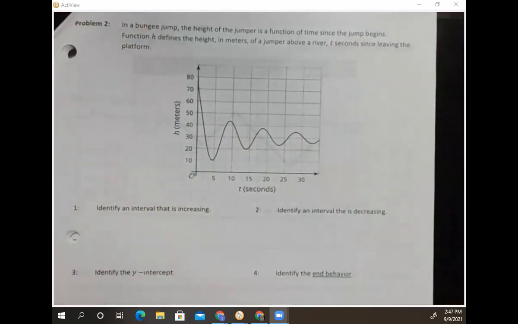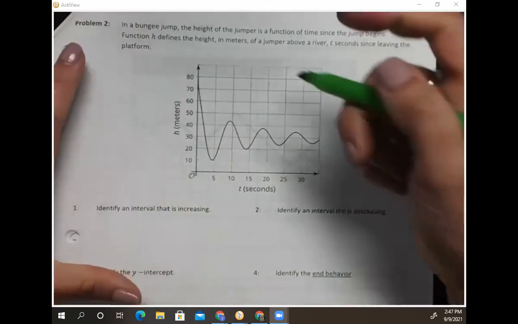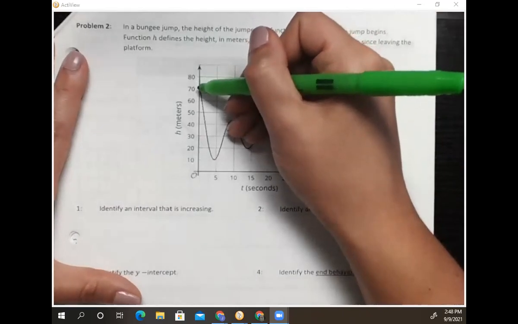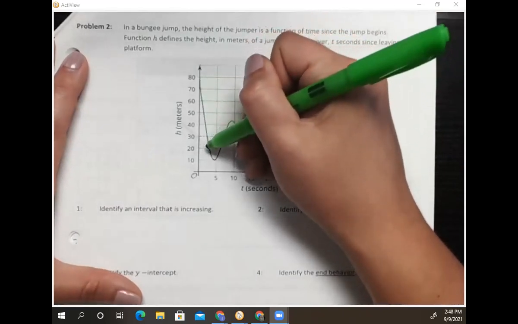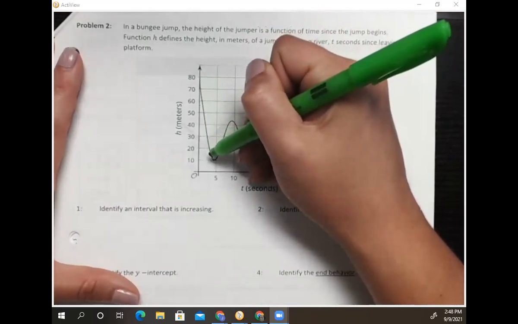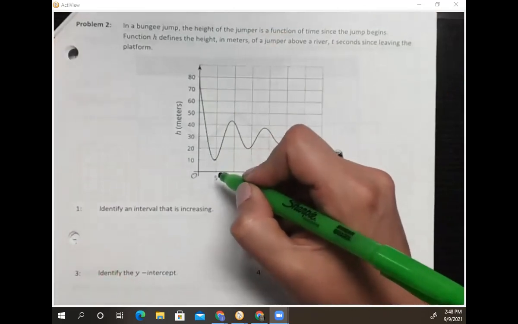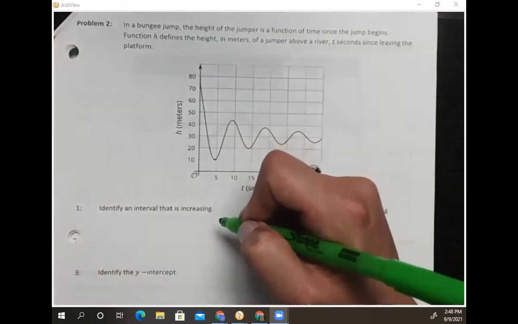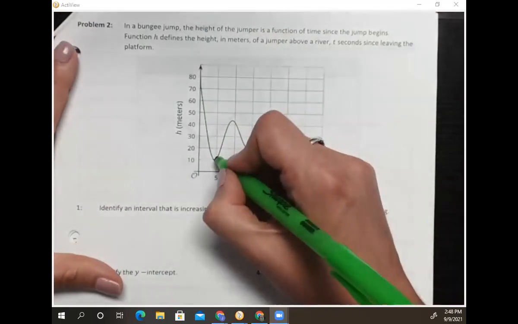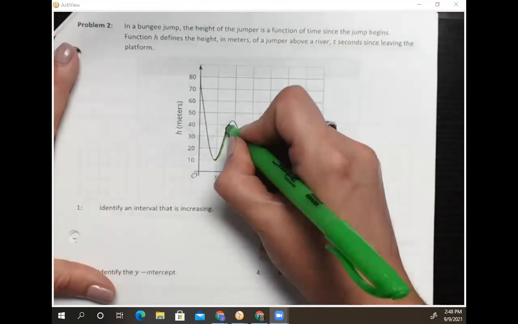So for our graph here, let's start by looking at our increasing intervals. Remember, increasing means as we read our graph from left to right, we're going up across the page. So I fall off the platform. I'm not going up. Fair to say? Okay. Here is where I reach the bottom of that first fall down. And then I spring back up, right? So my height increases over that time. So our graph is increasing over that section.